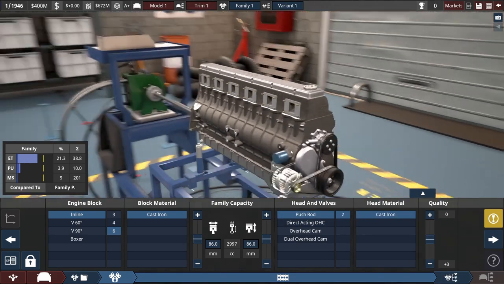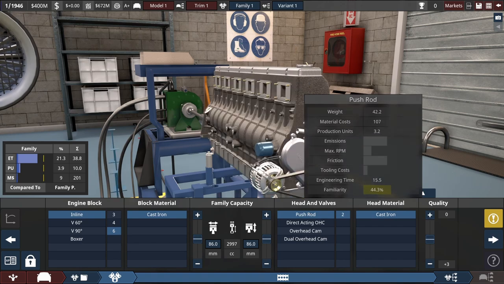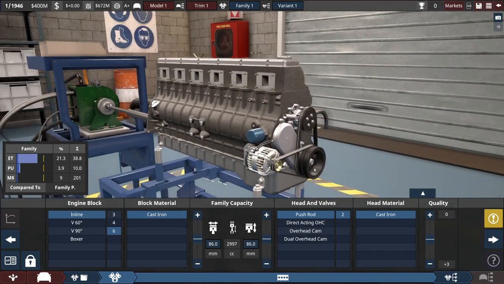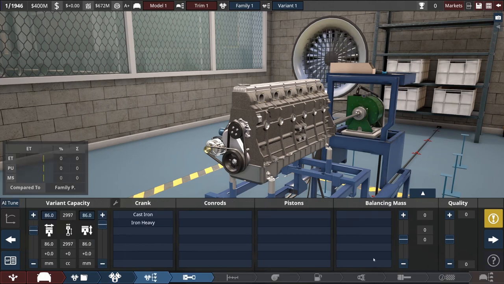And starting in Gazmia gives us familiarity with push rods to begin with. This is a little crappy and low revving, but we're not going to make a fast, powerful engine. We just want a big, smooth engine. I'm not going to change the size. Just leave it there.